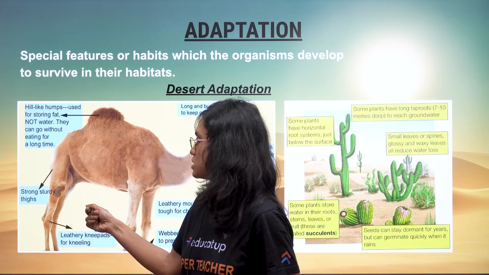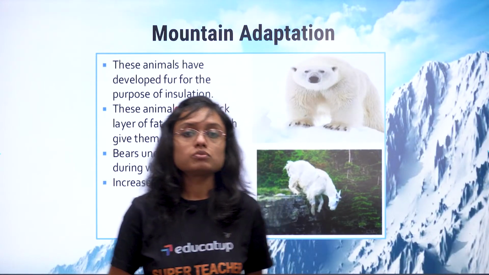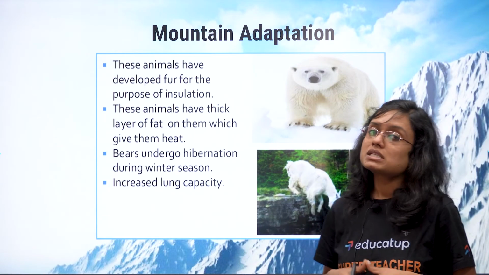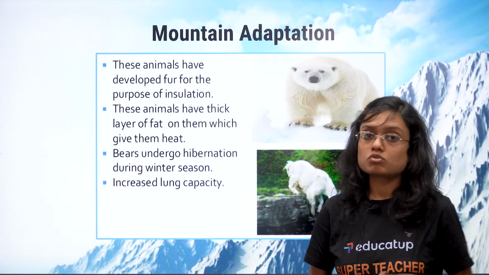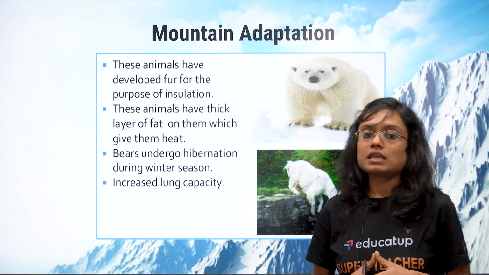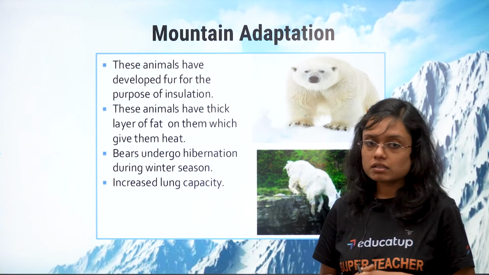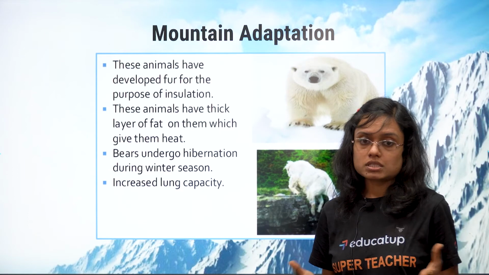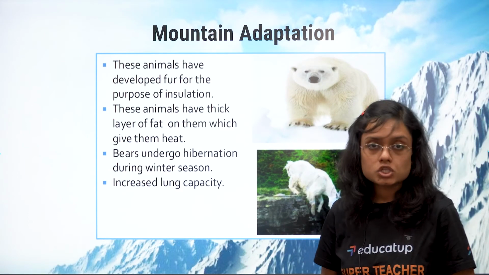So these are the adaptations in deserts. Now, mountain adaptation, that means the animals which are found in mountains. These animals have developed fur over their body to keep themselves warm. Then these animals have thick layer of fat. The polar bear which are found in these kind of places, they undergo hibernation during winter season.